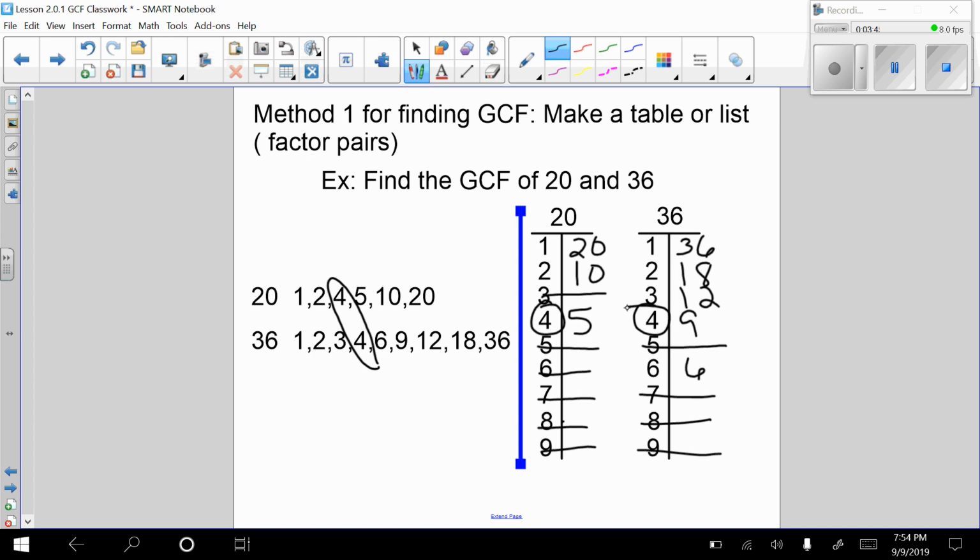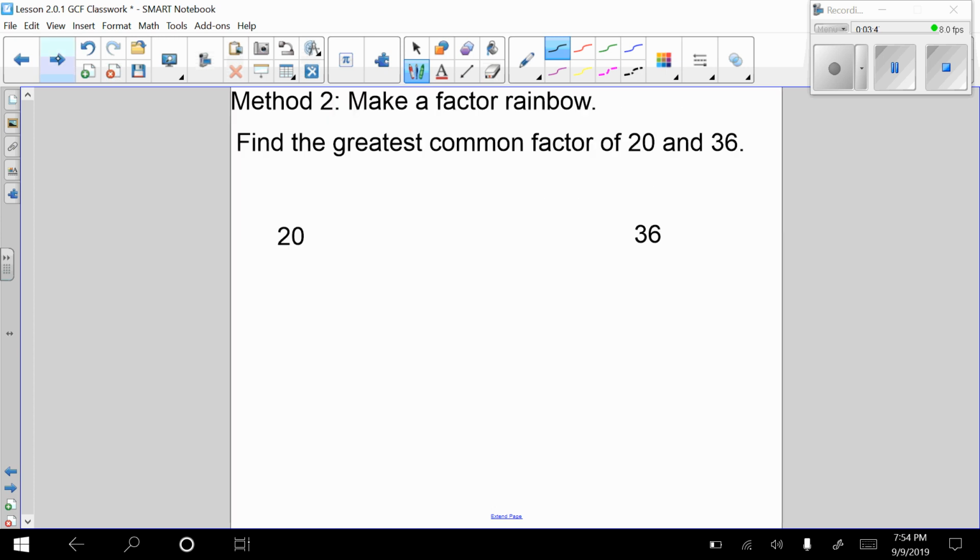Another method you could use would be the rainbow factor to find the greatest common factor of 20 and 36. This is kind of the same technique, but a little bit different. I could say that I could have 1 times 20 and make the outside of my rainbow. Then 2 times 10, connecting them, and 4 times 5, making it kind of a rainbow shape.